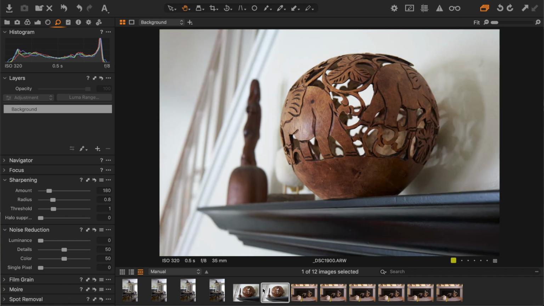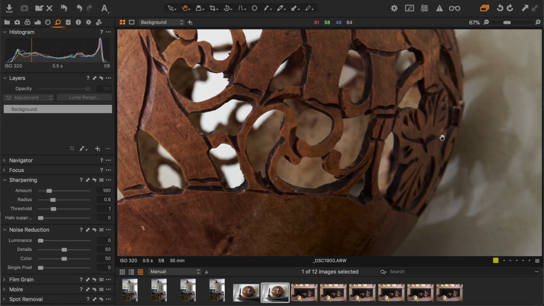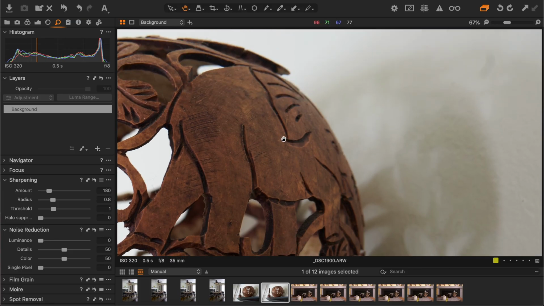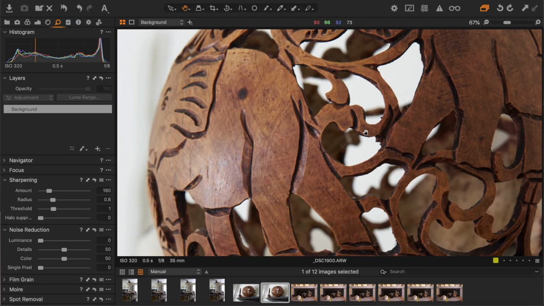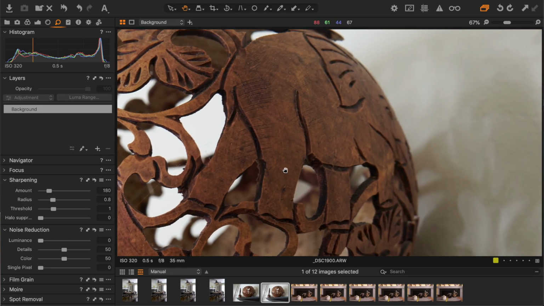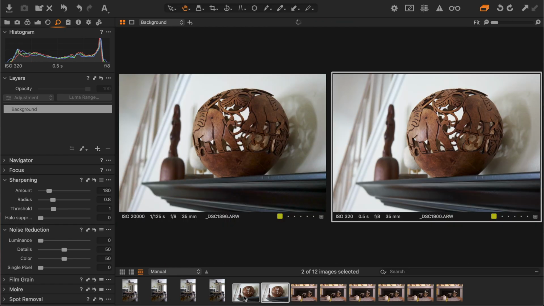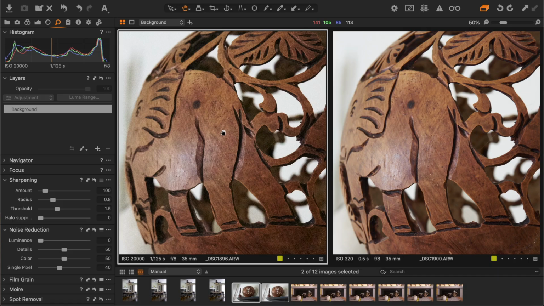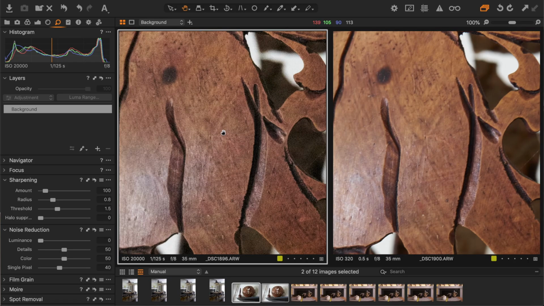But if we look at this image and we zoom in on the shadow area, look how clean that looks. And we have no noise reduction on. This is on 0. Look how smooth everything looks. The in focus area is even crisper. The out of focus area is smoother. Let's compare the two of them. The high ISO image on the left, the low ISO on the right. Let's go to 100%.